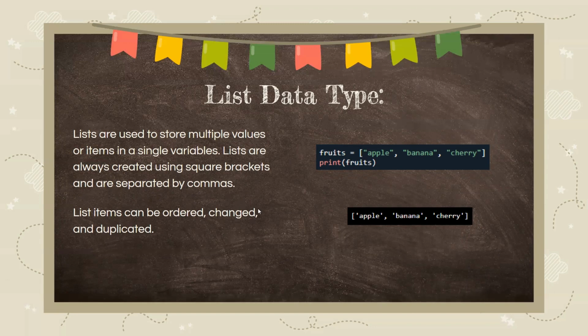Then we have the change. So you can change the values inside your list. It doesn't always need to be apple, banana, or cherry. And it can also be duplicated, so you can maybe print apple 2 times or cherry 2 times. So that is the list data type.